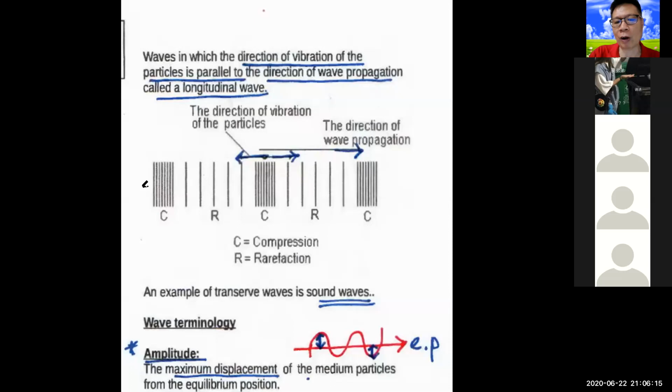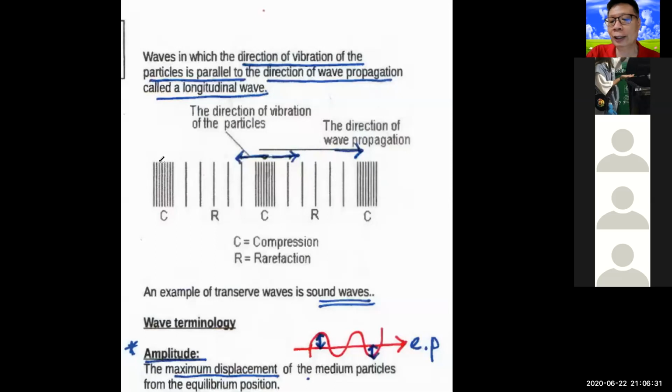So you see here, you have compression. Compression means all the molecules come together. It's moving horizontally, all vibrating like that. And then here it opens up, then combines again, compress, open up again, compress again.